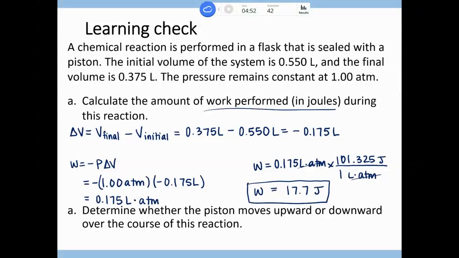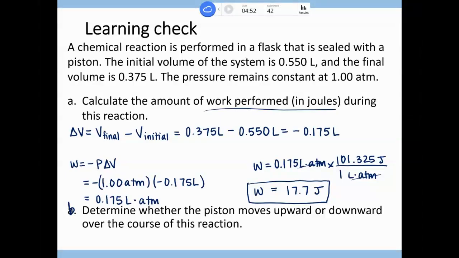Okay, so how about part B. Is the piston going to move upward or downward? What do you think? Upward? Others? Down? Up? Okay, we got a mix. So what are some things that we should look at if we're thinking about whether it's going to go up or down? The volume. We could also think of the work.